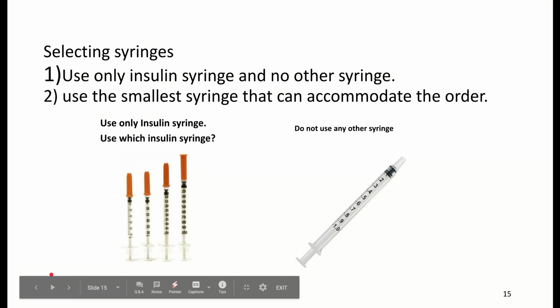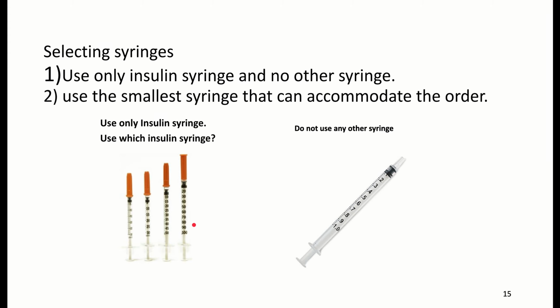Syringes come in different sizes, as you can see here. There's an insulin syringe that holds 100 units, another syringe that can hold 50 units or 30 units. So which insulin syringe should you use? The smallest syringe that can accommodate the order. So if the order is for 20 units, you use the 30 unit syringe. You don't use the 50 or 100 unit syringe. The reason? Precise measurement. That's the reason.